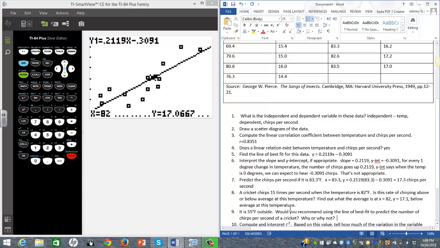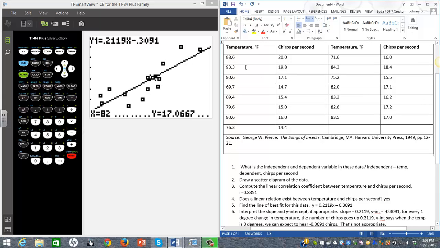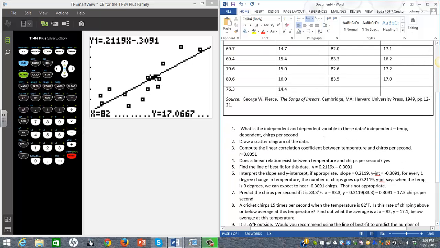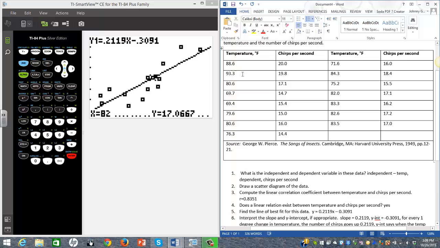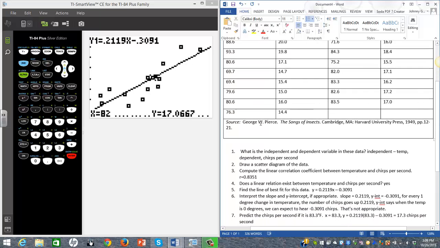I see number 9 here says it's 55 degrees outside. Would you recommend using the line of best fit to predict the chirps per second of a cricket? So 55 degrees is going to be outside of our range of these numbers because, let's see, the lowest number we had on this list looks like 69.4. So this is going to be outside of our range of numbers. So this is extrapolation because we're going outside of our data set. Whereas this one above, when we were looking at 83 degrees, was interpolation, as we were inside the data set, because our highest point was 93.3, and we were inside of that.